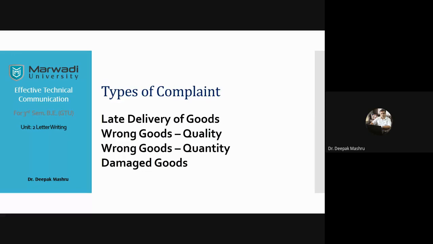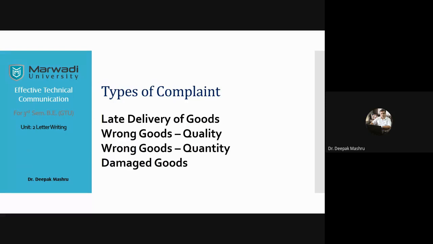For example, during this monsoon season, you ordered Eagle brand rain shoes or Eagle brand umbrellas, and you received the products. When you received the product, you could find that it was Pigeon brand umbrellas instead of Eagle brand. That means quality is different.